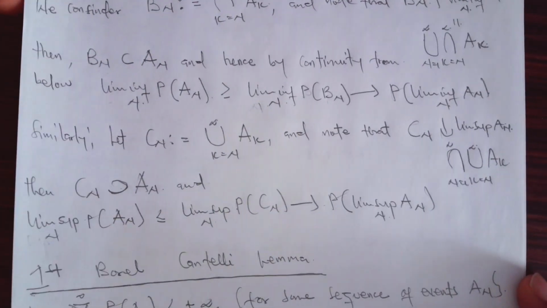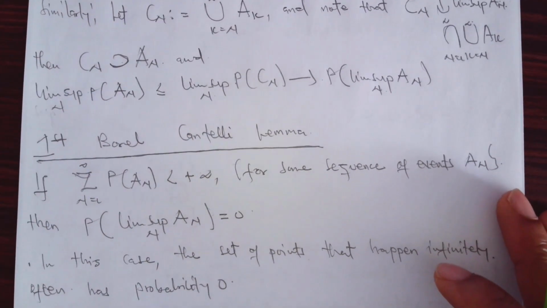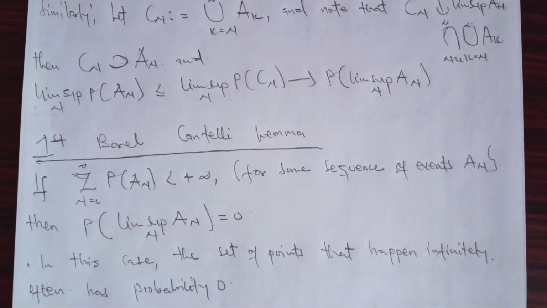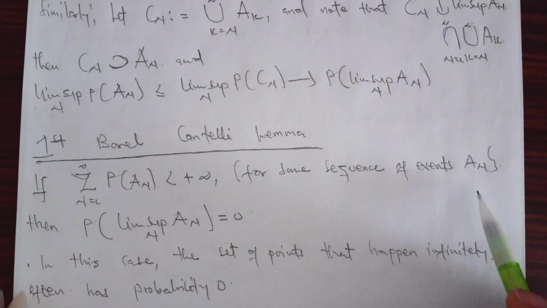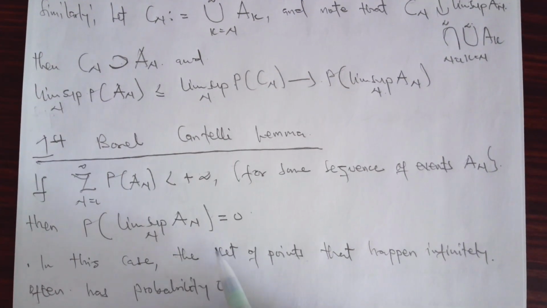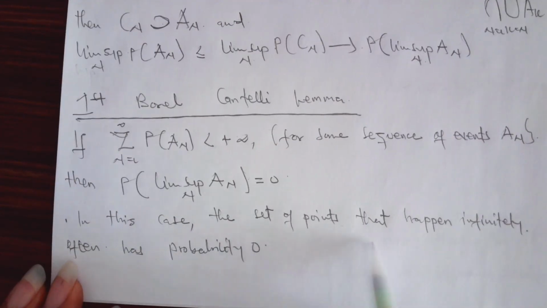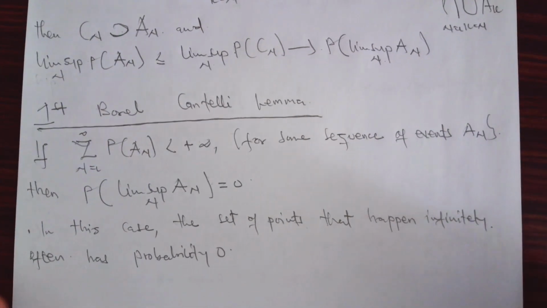Okay, so now let's talk about the first Borel Cantelli lemma. What does it say? It's an interesting result. It says that if the sum from 1 to infinity of the probabilities of some sequence of events An is finite, then the probability of the lim sup of An is equal to 0. So in words, the set of points that happen infinitely often has probability 0. If you sum the probabilities and they are finite, then the probability of the lim sup of that event is 0 by the first Borel Cantelli lemma.